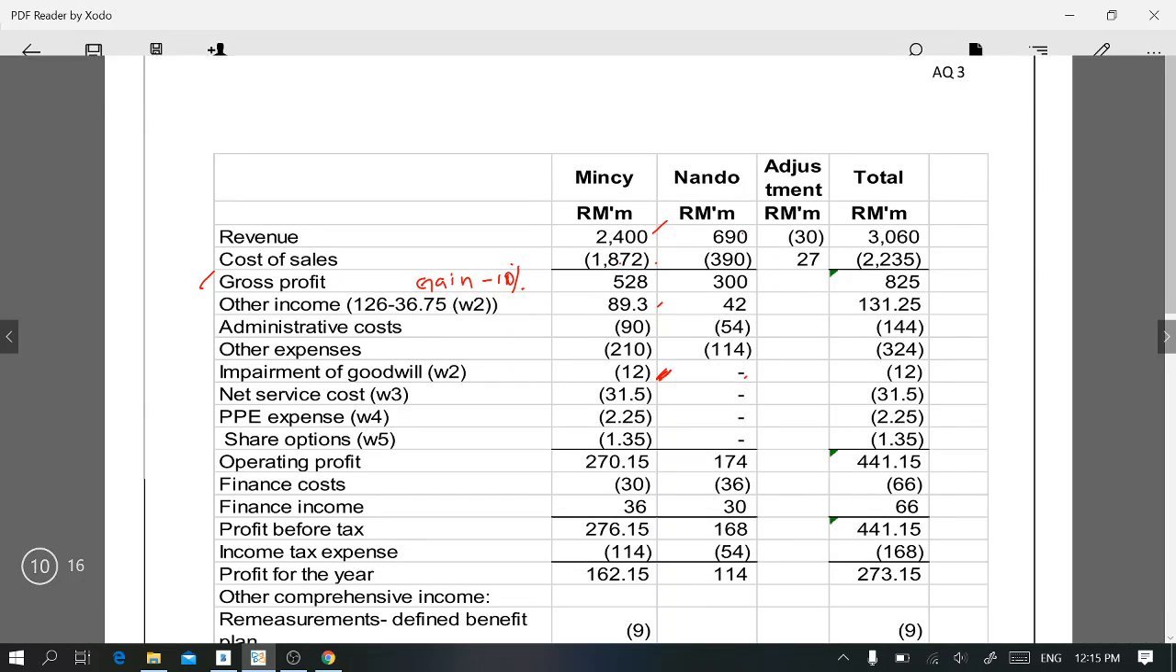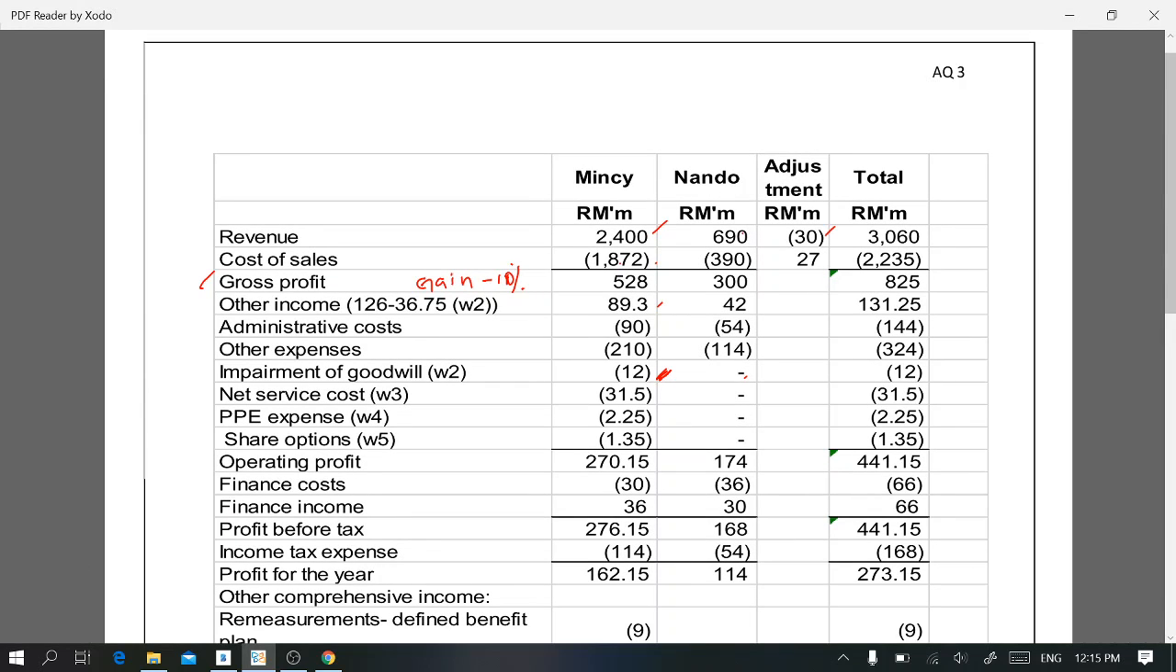So if you look at the answer here, 24 plus 69 minus 30. This one you ignore the bracket. 1872, 390 you plus, and then you minus out the 27, you get 2235. So minus 30 plus 3.